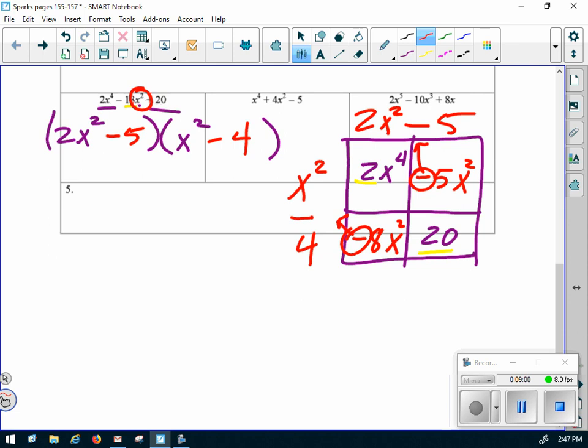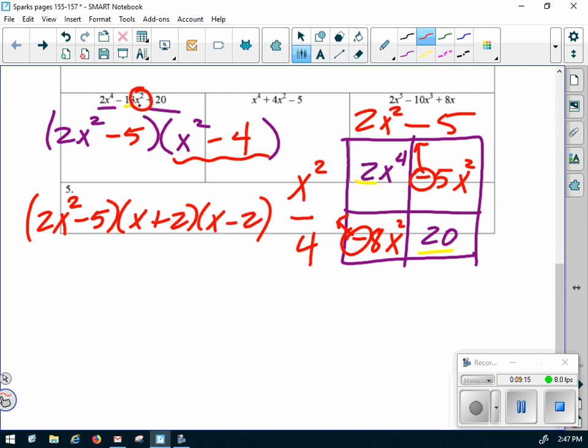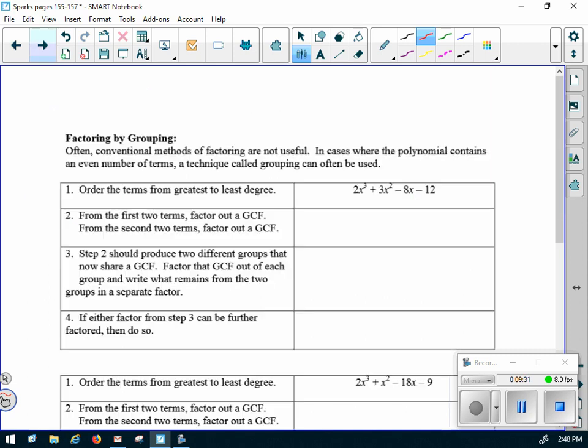And then you say, self, am I finished? Why? Yep, this is a difference of 2 squares. 2x squared minus 5 times x plus 2 times x minus 2. Are bells going off in your head? You're saying, oh yeah, I remember. Oh yeah, I remember. Please, I hope that's the case. If you have trouble with factoring, come see me. We'll do some work. Next page.